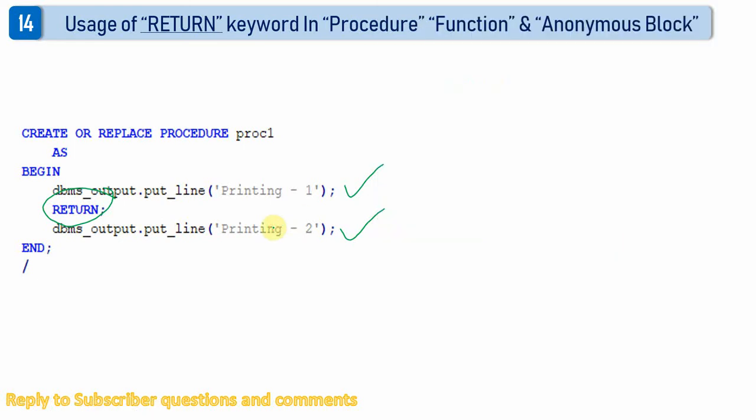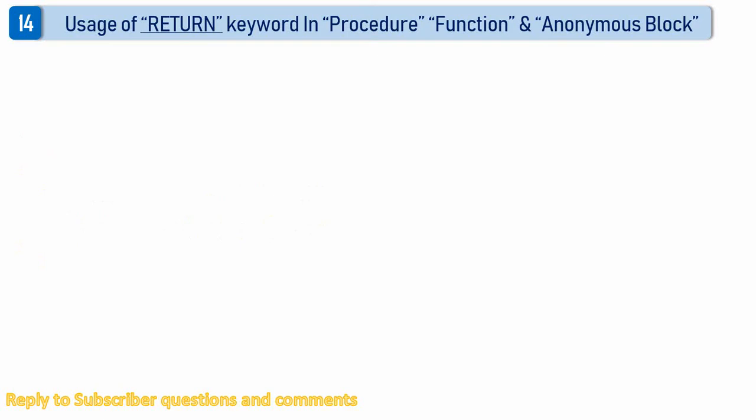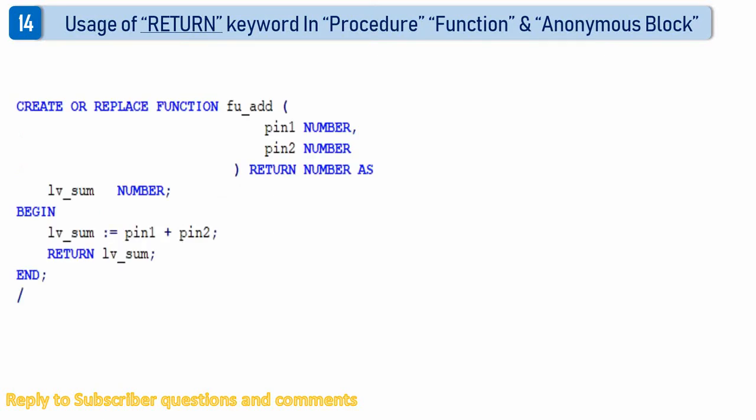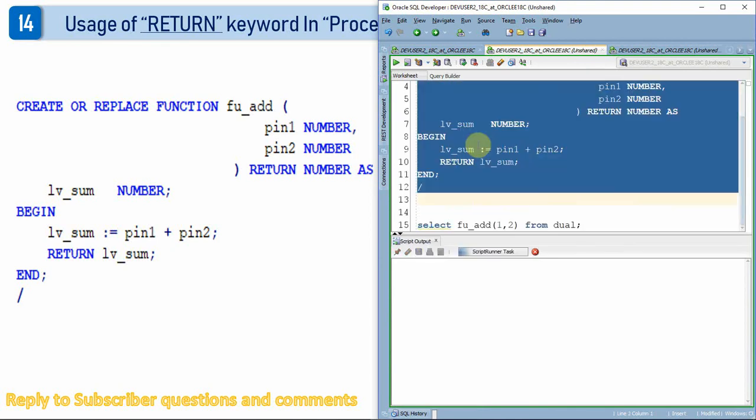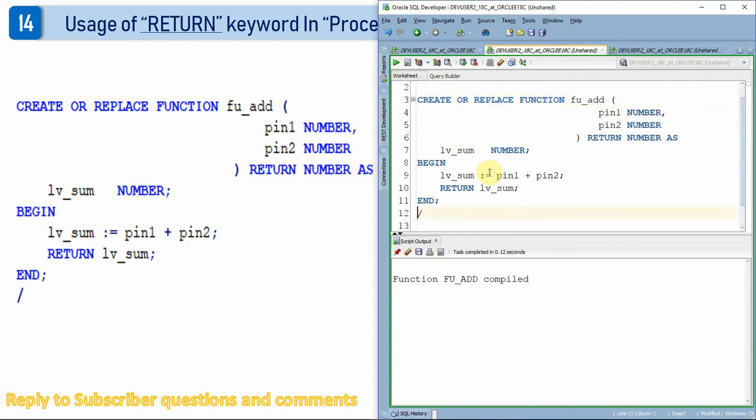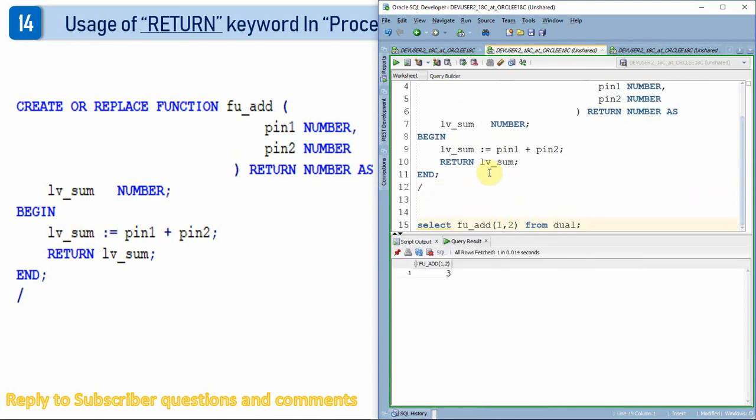Now let us see another example where we'll be using a function. Here's a simple function I'm creating, which takes two input values and returns the sum of the two values. First let us compile and execute this program, then let us see a few examples. Okay, so here is the function. Let me create the function. Now the function is created and compiled. I'm calling the function in the select statement, passing 1 and 2. It returns the summation of the two.